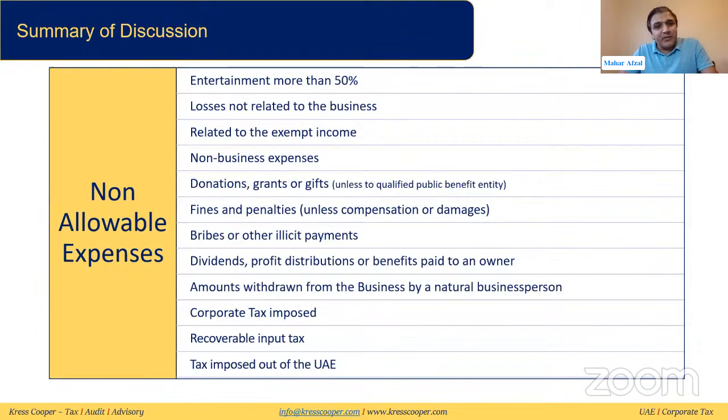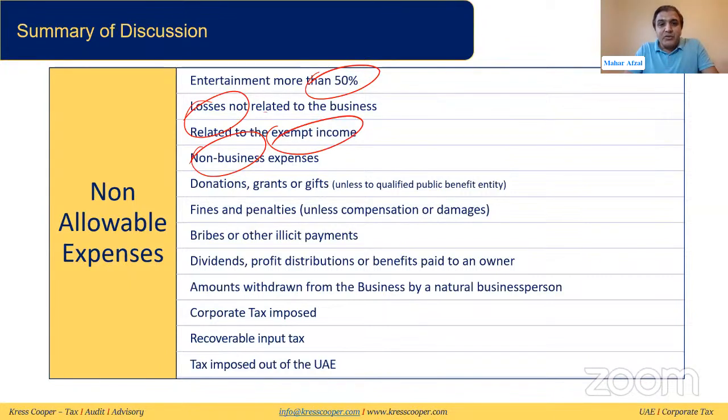This is a summary of the discussions. Entertainment, more than 50% we cannot claim. Losses not related to the business, we cannot claim. Related to exempt income, we cannot claim. Non-business expenses, we cannot claim. Donations, grants, gifts, we cannot claim unless given to a qualified public benefit entity. Fines and penalties, we cannot claim unless compensation or damages. Bribes and illicit payments, we cannot claim.